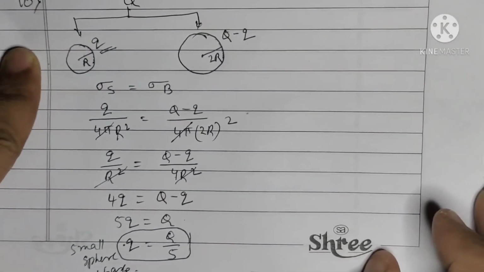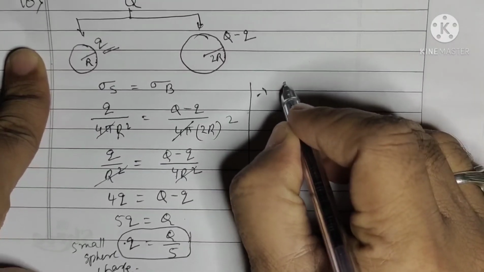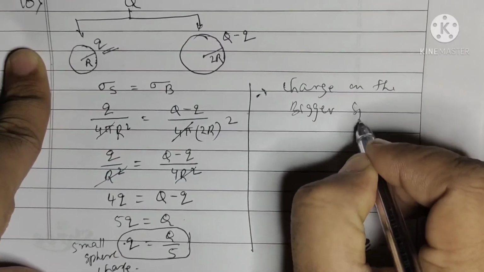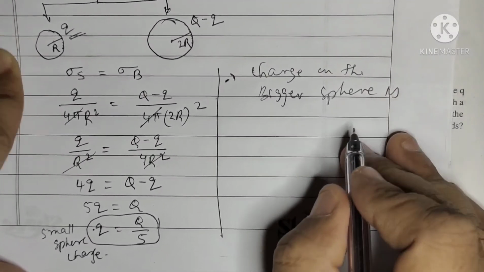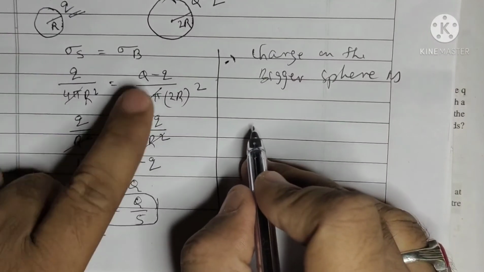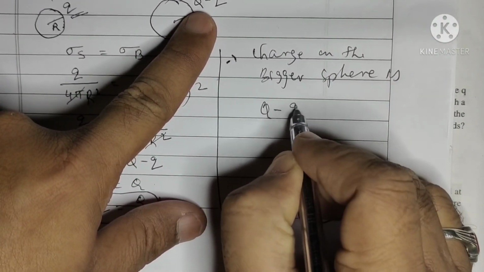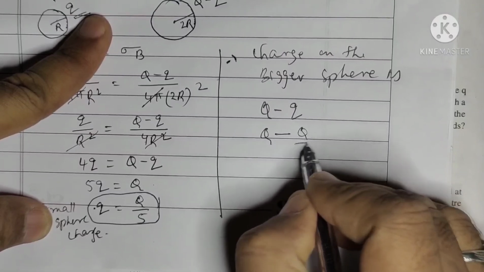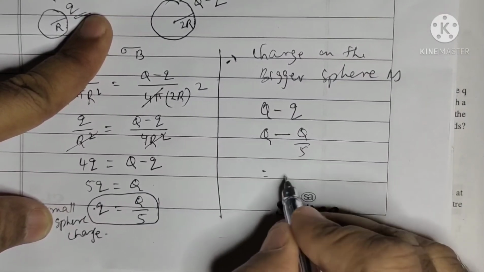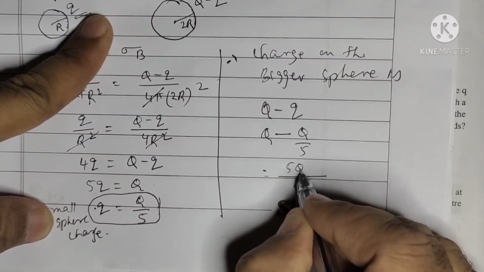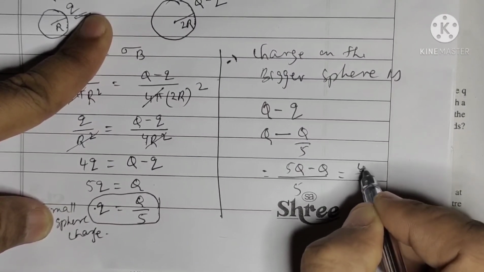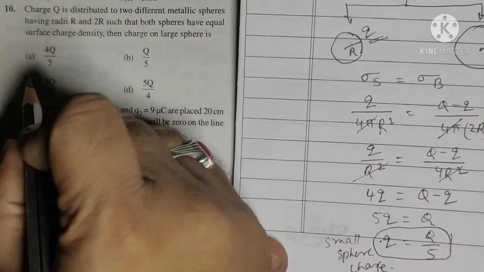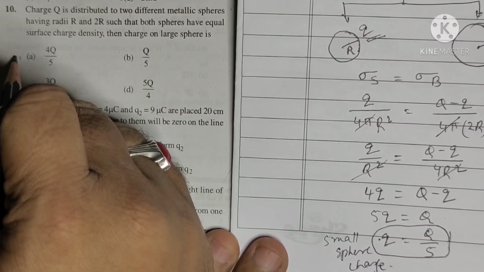But he is asking for the bigger one. Therefore, the charge on the bigger sphere is Q minus small q. Just now we got q as Q by 5. Therefore Q minus Q by 5, taking LCM, becomes 5Q minus Q by 5, which is 4Q by 5. So this is the answer. Hence we can say that the first option is correct.